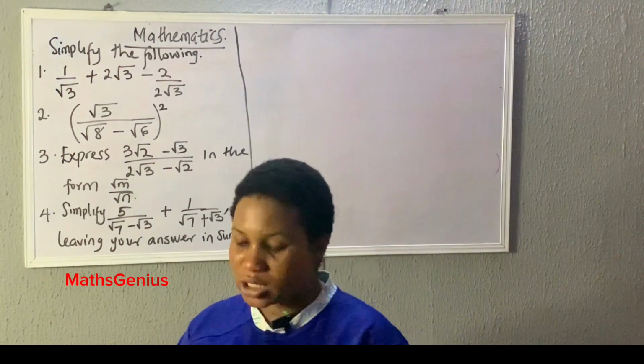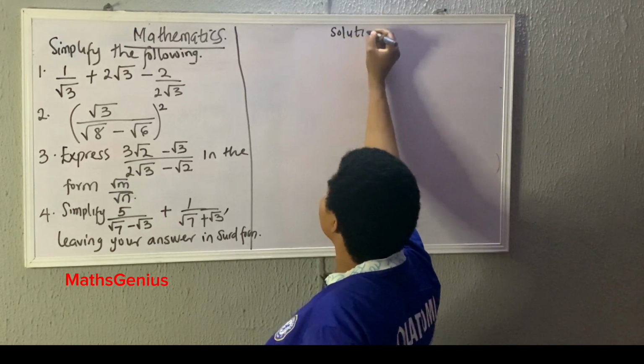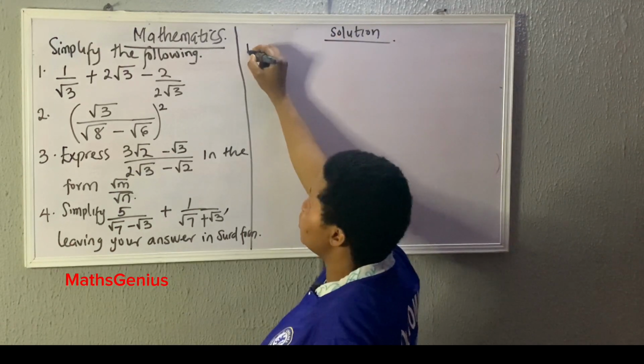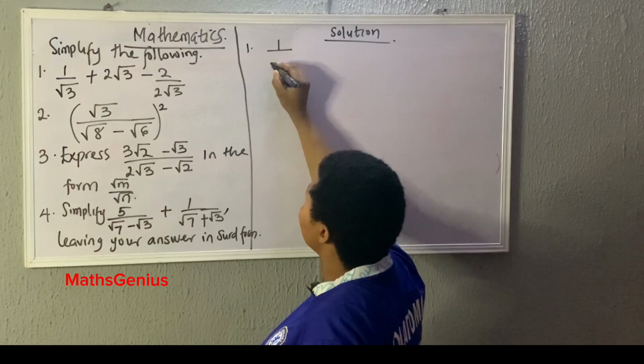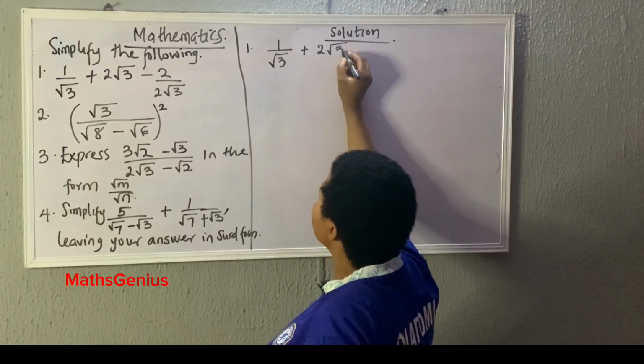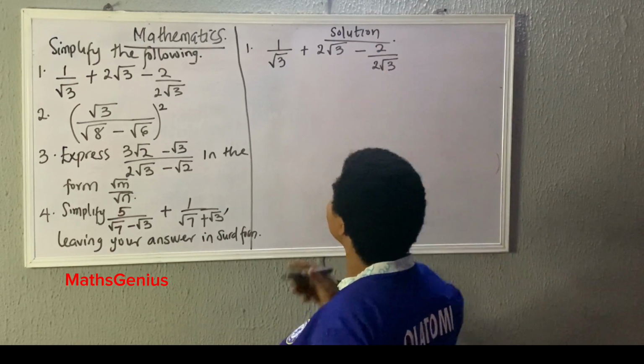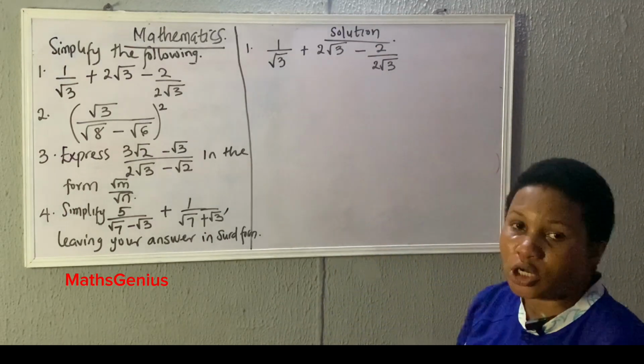Let's dive into the class properly. Solution. The first question: we want to simplify 1 over root 3 plus 2 root 3 minus 2 over 2 root 3. Let's solve this now.